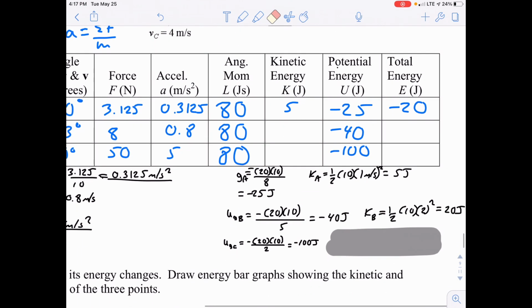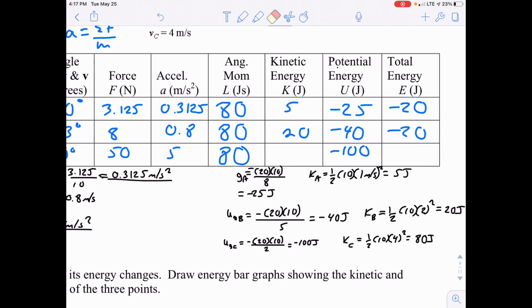Remember, guys, kinetic energy can never be negative. Potential energy can. Potential energy can decrease. Kinetic energy is not going to be less than 0. At B, 1/2 times 10 times 2 squared is 20 joules. 20 plus a negative 40, or 20 minus 40, is, again, negative 20 joules. And lastly, kinetic energy at C, 1/2 times 10 times 4 squared is 80 joules. And 80 minus 100 is negative 20. This should make sense because total energy remains constant.